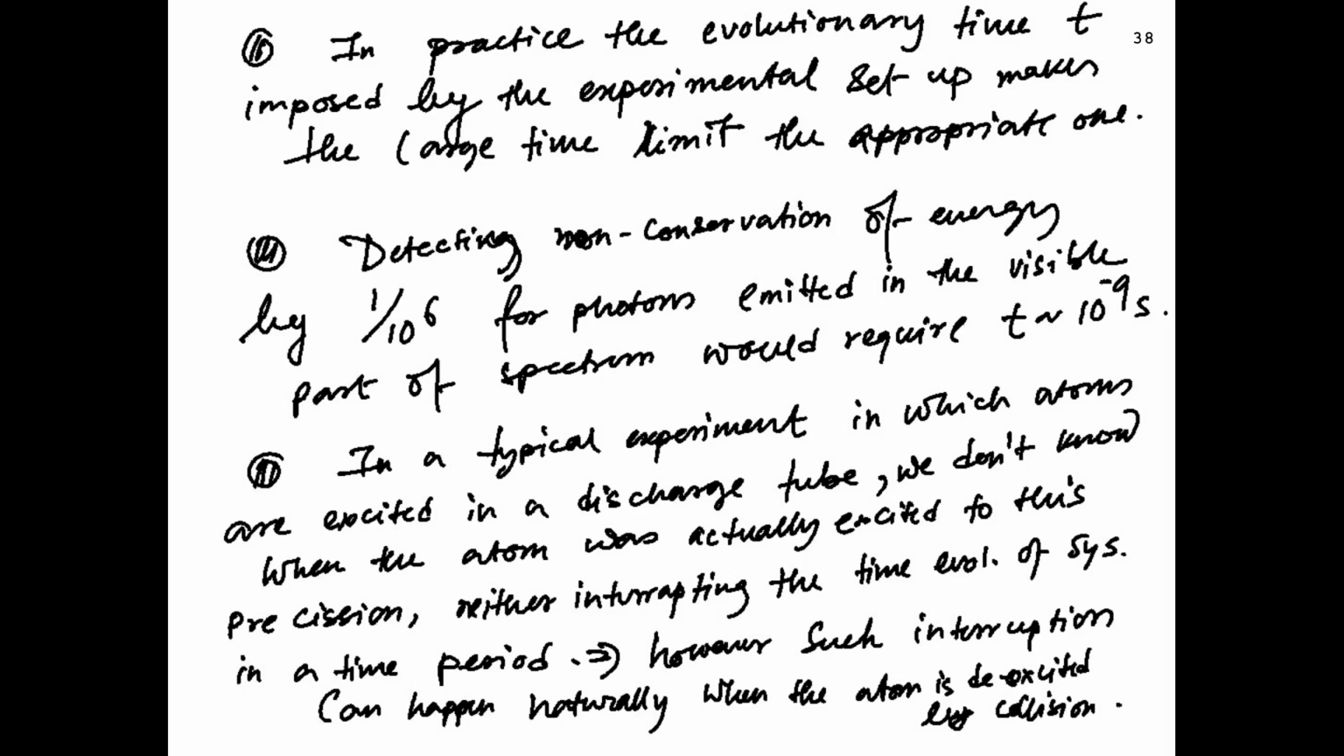Here is a more elaborate discussion on this point. In a typical experiment in which atoms are excited in a discharge tube, we don't even know when the atoms were actually excited, to forget about even this position. We are nowhere close to this, and neither are we interrupting the time evolution of the system within a time period. However, such interruption can happen naturally when an atom collides with another atom and is de-excited. That comes from the mean free path, or the time scale of the mean free path of the problem.